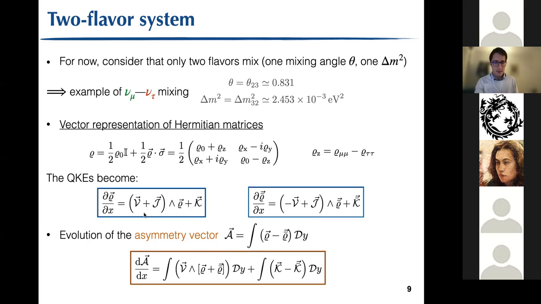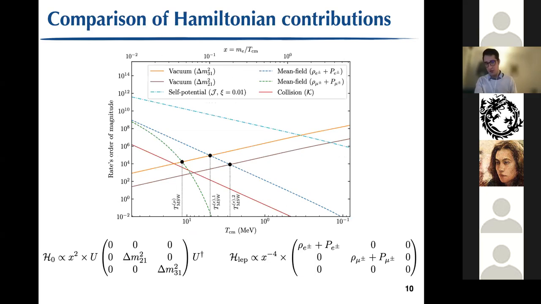And the thing is, you can see that these equations have become precession equations. Rho, for instance, if we discard the collision term, its goal is to precess around V plus J. So it will precess at a frequency given by V plus J. So now we have to look at what is precisely inside this V plus J.